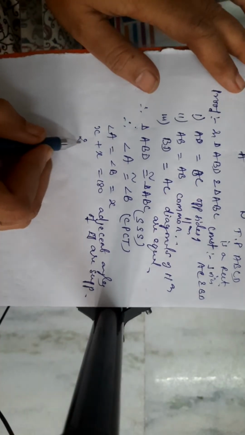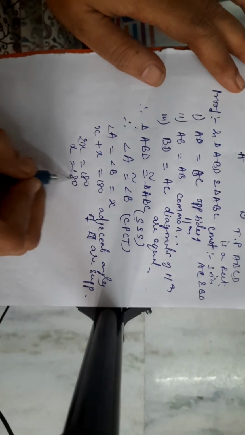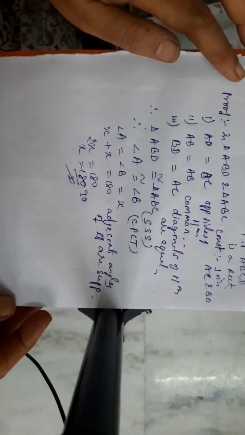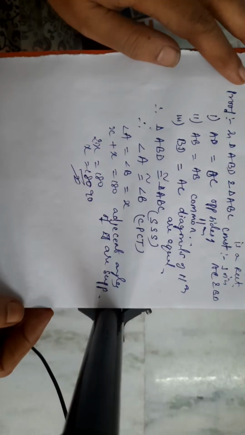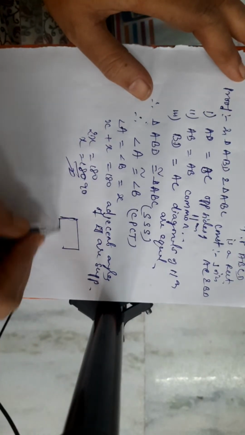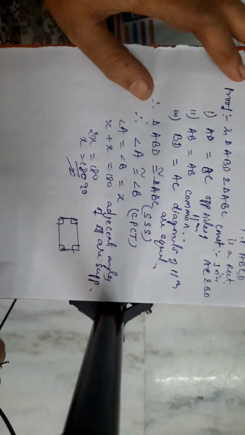So in that sense, twice of X is 180. So X is 180 upon 2, which is 90. Once we made the angle 90, similarly we can make the rest of the angles 90. So if a quadrilateral has all angles 90, it is a rectangle.